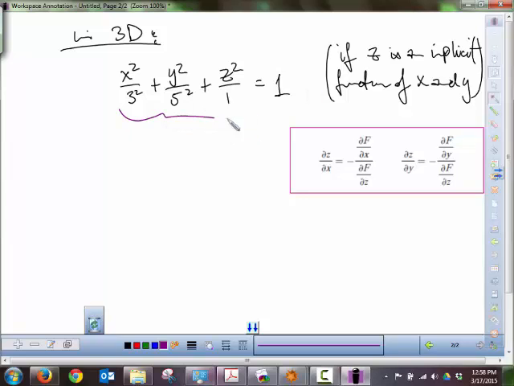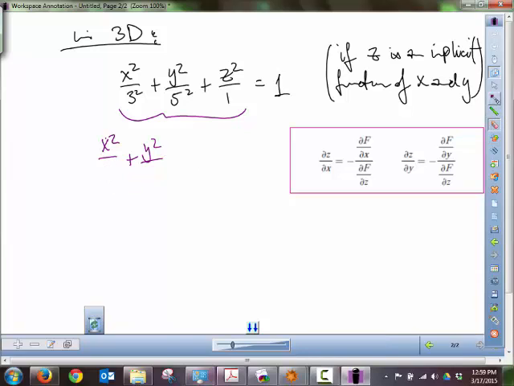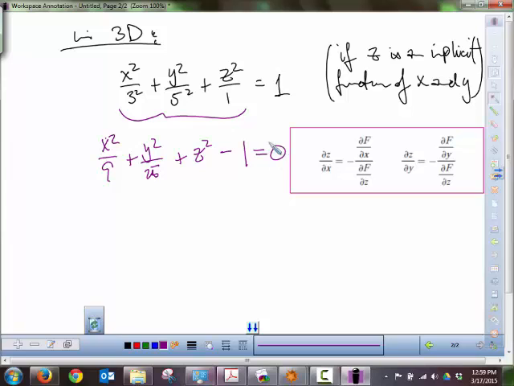So if we set this thing equal to 0, or bring the 1 over to the other side, we get x squared over 3 squared plus y squared over 5 squared, I suppose I could just call it 9 and 25, plus z squared, and then minus 1 is equal to 0. Just so it's set equal to 0, that would be a good standard for us to keep. And then we can call this a function f that has 3 variables, x and y and z.